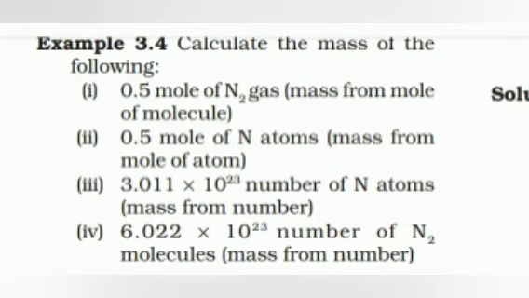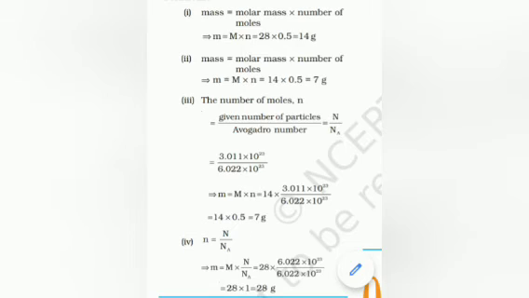Let us calculate the mass of the following. Here 0.5 moles. Here the moles are given, and we have to calculate the mass. Earlier the mass was given, so we calculated the moles. Here, 0.5 mole of nitrogen gas, mass from the mole of a molecule; or 0.5 mole of nitrogen, mass from the mole of an atom; and third, 3.011 into 10 to the 23 nitrogen atoms, that is mass from the number; or Avogadro's number of nitrogen molecules, that is mass from number.